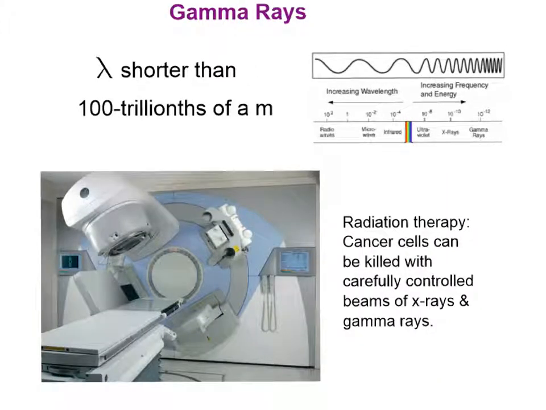And that brings us to our last type of electromagnetic radiation, and those are gamma rays. They have wavelengths that are shorter than 100 trillionths of a meter. They have the highest frequencies and the highest energy photons. They even have enough energy to penetrate several centimeters of lead. Both X-rays and gamma rays are used in a technique called radiation therapy. Cancer cells can be killed with very carefully controlled beams of these rays.